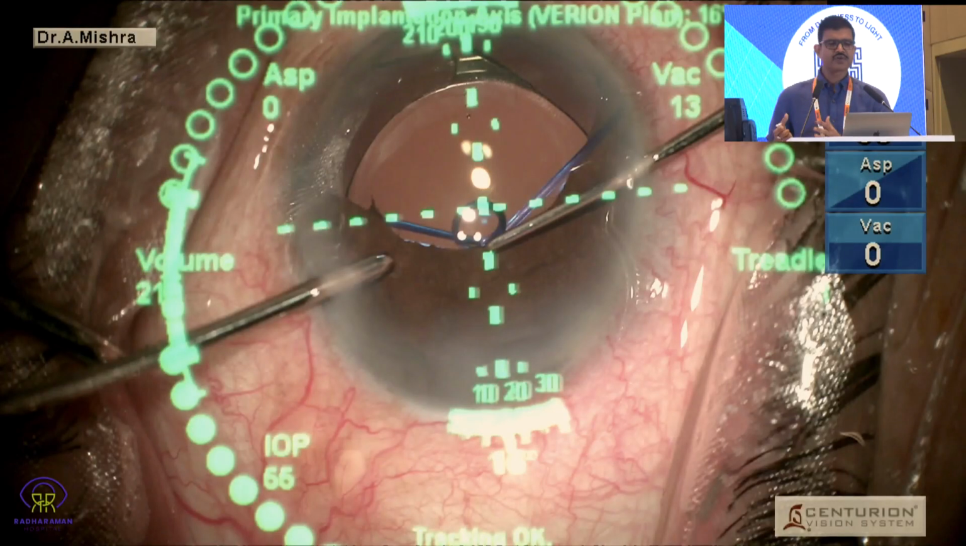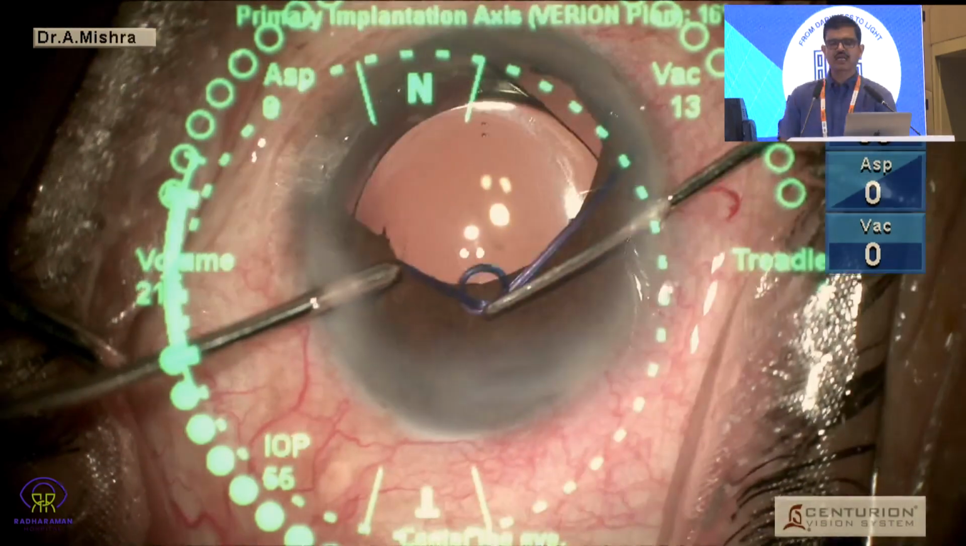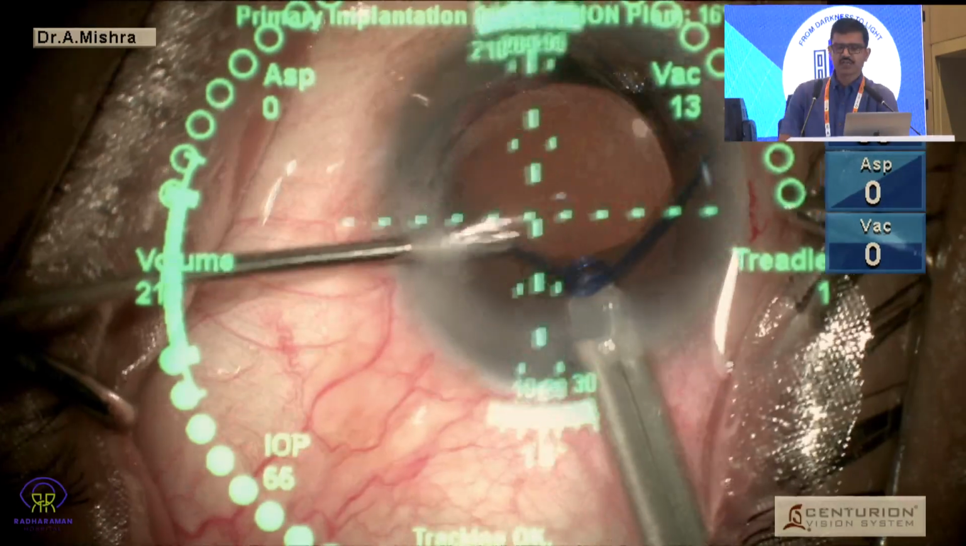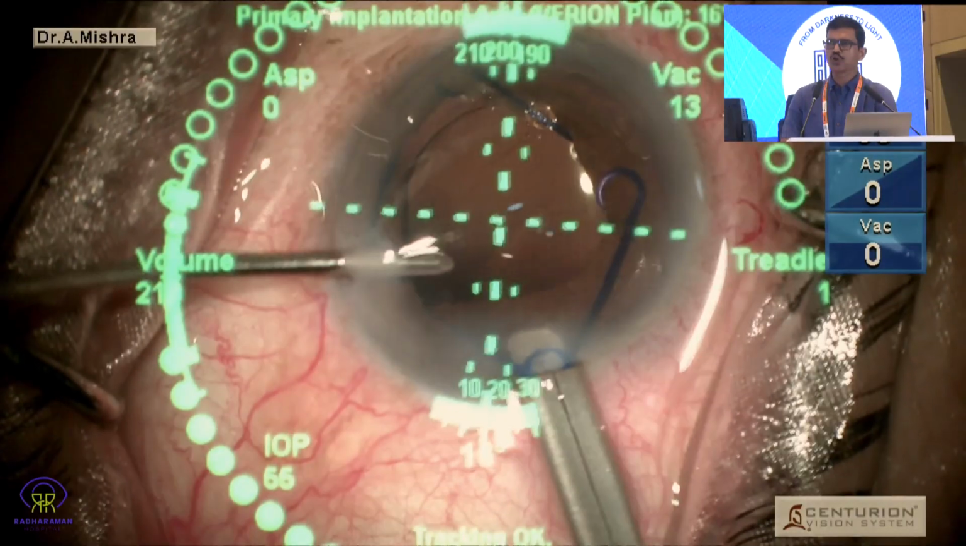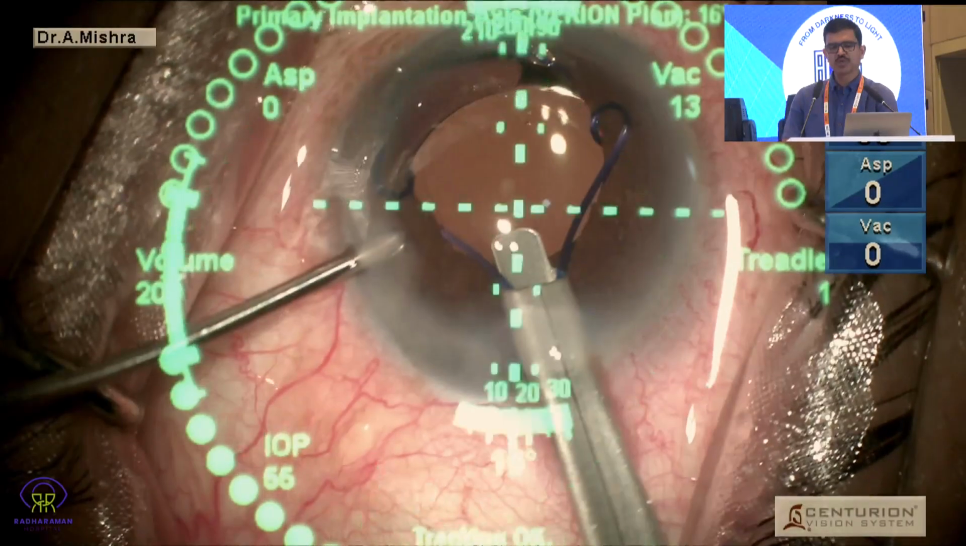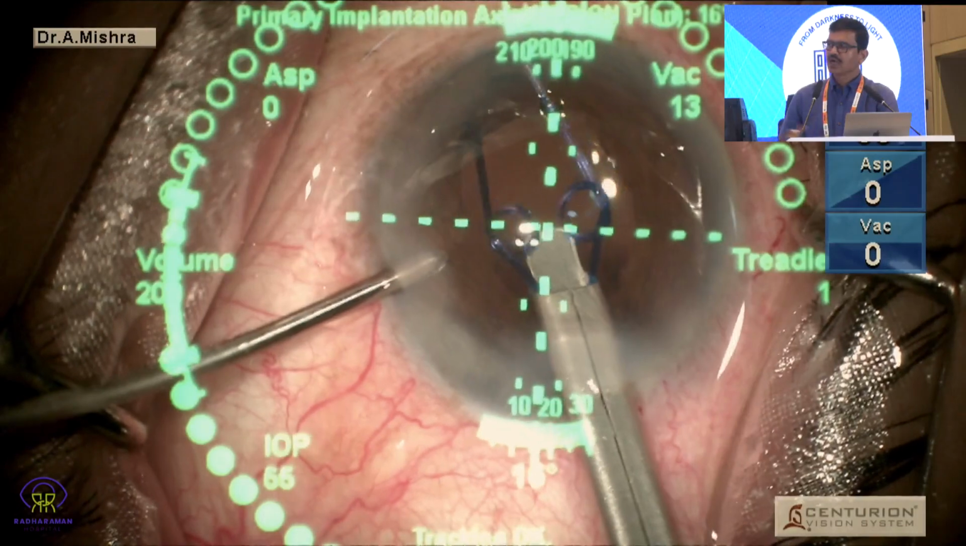Now, if you have a toric IOL situation, after implantation, you might just plan to remove the device under cover of BSS. You would not like to use viscoelastic in this. The Mulligan can come out under cover of BSS.